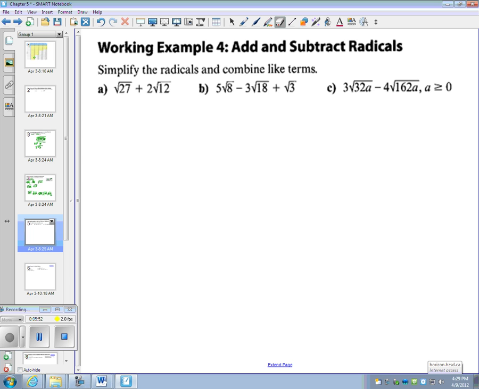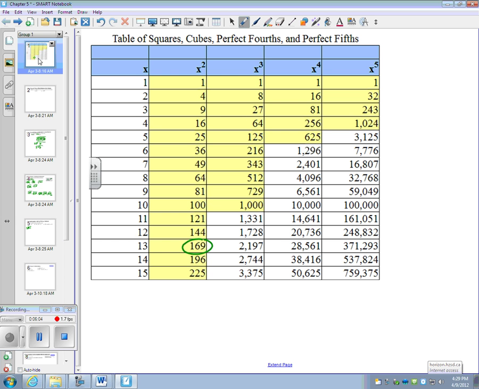Same strategy. We are just trying to get the same radicand. We're trying to get like radicals. Well, 5 root 8 is the same as 5 times the square root of 4 times 2. I chose 8 as 4 times 2 because I know 4 is a perfect square. I'm always looking for perfect squares when I'm simplifying.